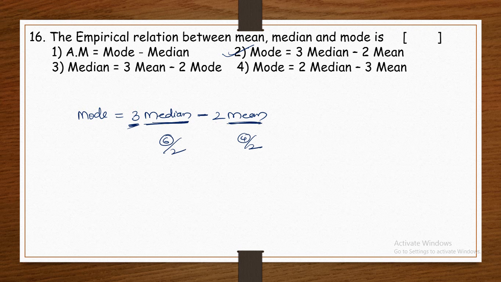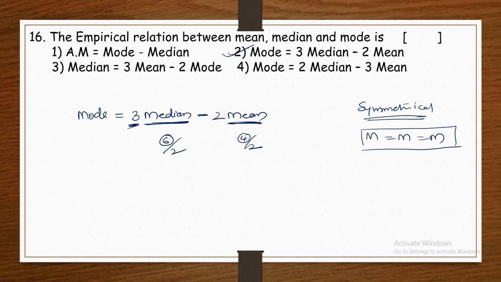Next, there is one more situation, that is nothing but symmetrical data. For symmetrical data, mean is equal to median is equal to mode. So if the data is symmetrical, then we can say all the three are equal. This is nothing but the relation for symmetrical data, right? For asymmetrical data, the relation is mode is equal to 3 times median minus 2 times mean.